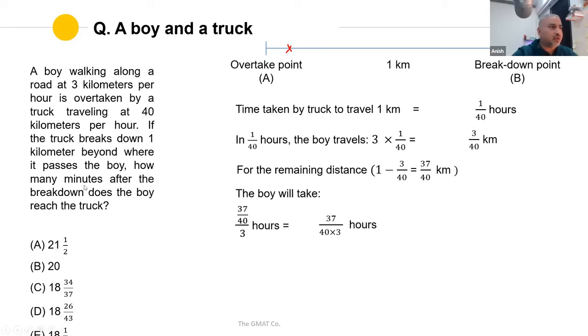This is in hours. The question is how many minutes after the breakdown, right? So I convert the hours into minutes and I get 37 by 2, which is nothing but 18 and a half.